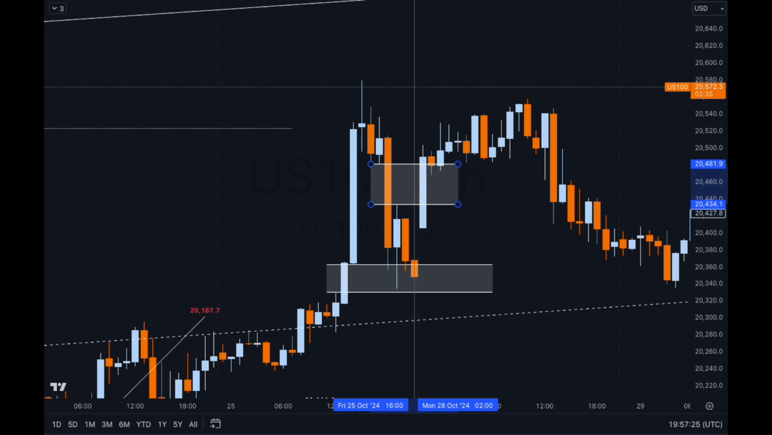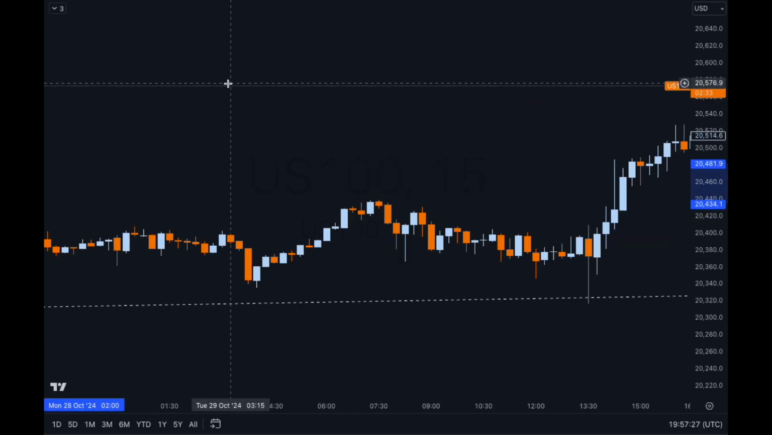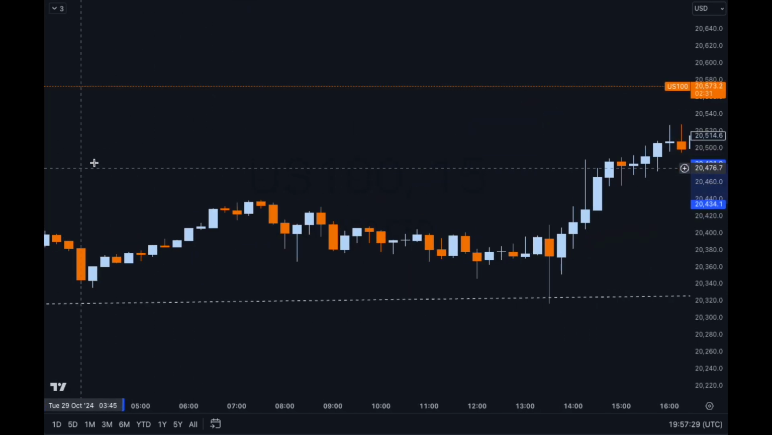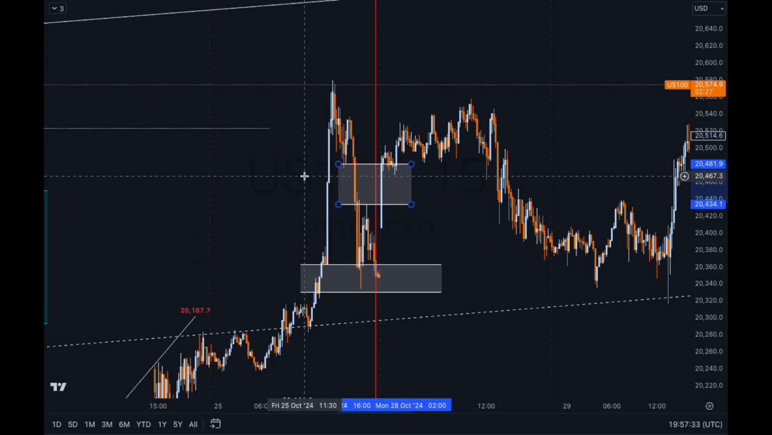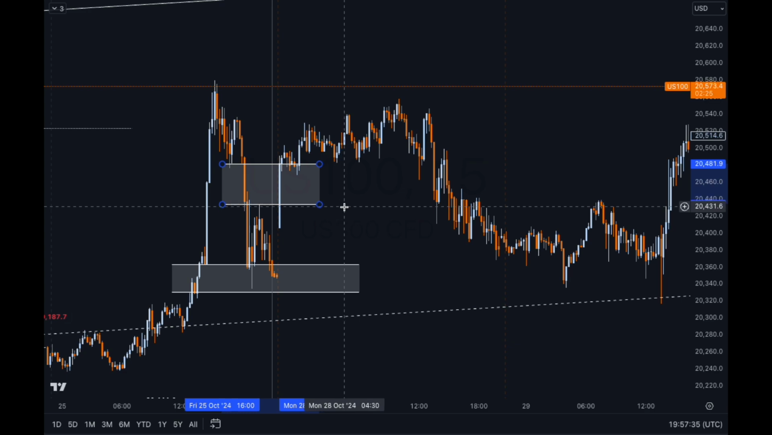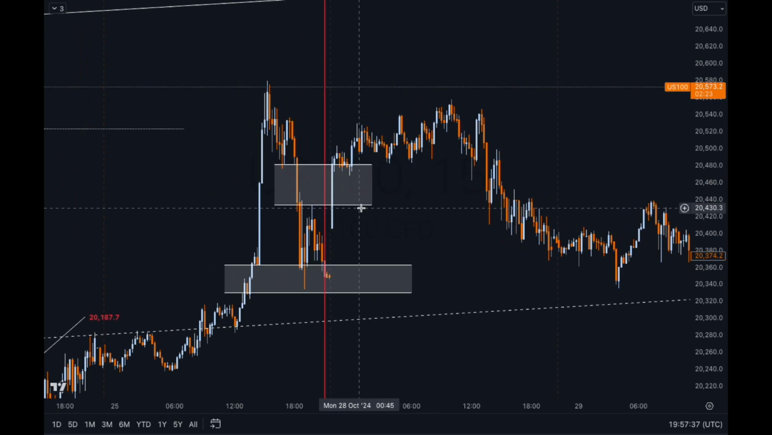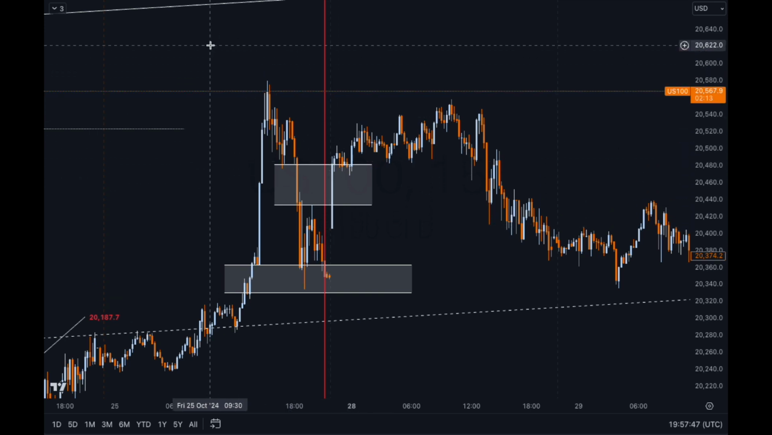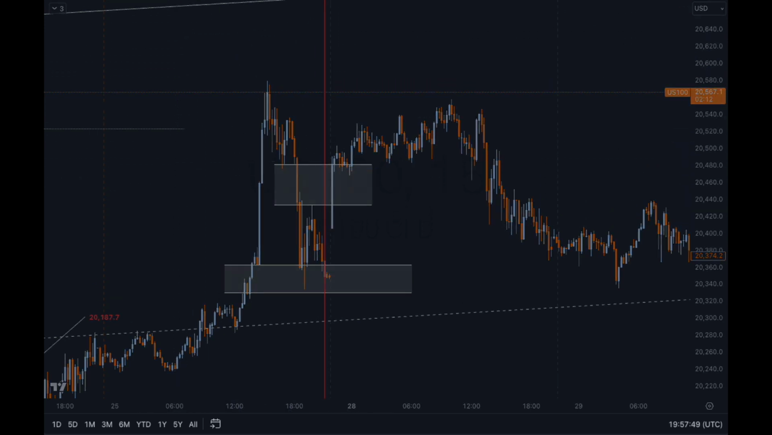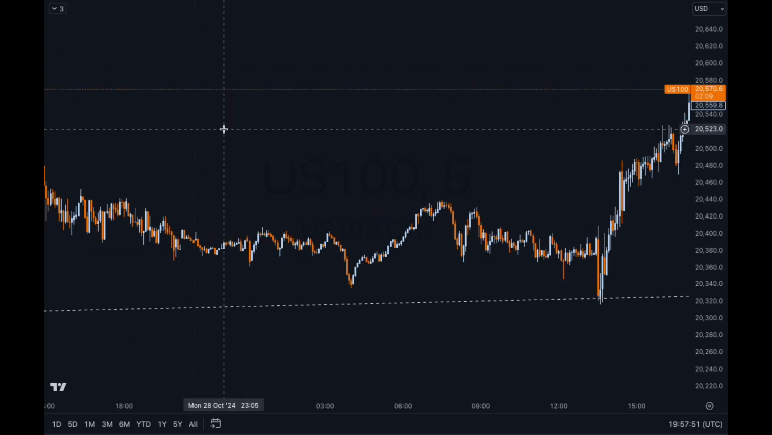So let me look at this on a 15-minute and let's see how that looked. Even on the 15-minute, there was no point in here where you got a false signal to say start selling, because it literally went all the way up. Let's even go to a 5-minute.